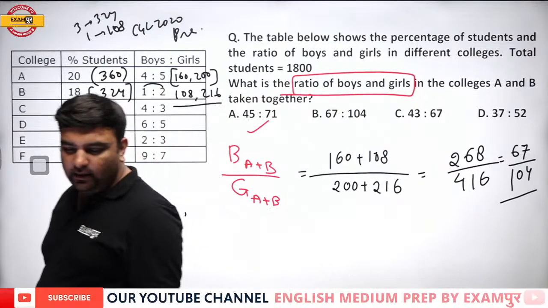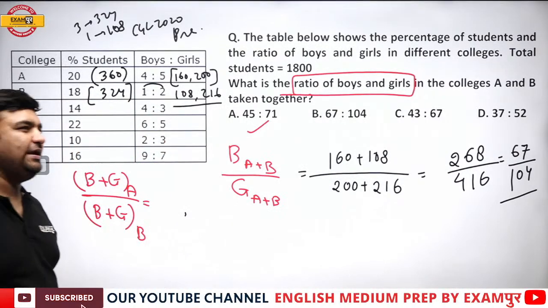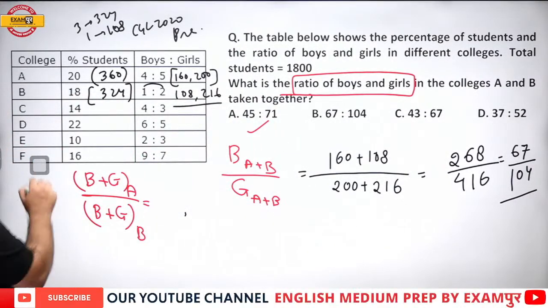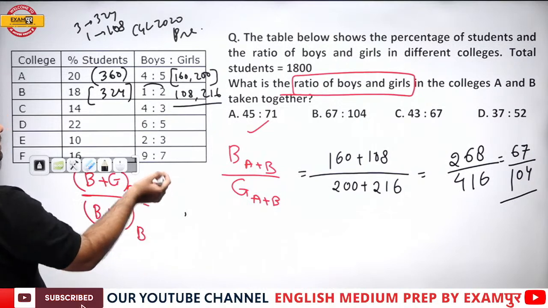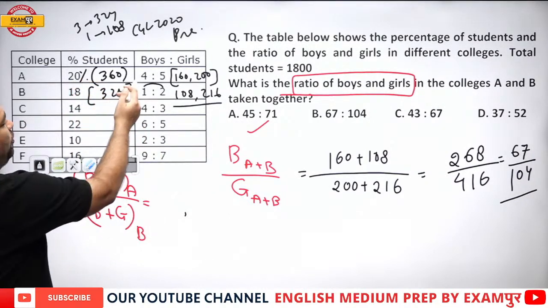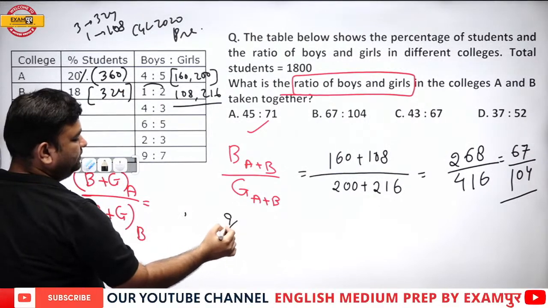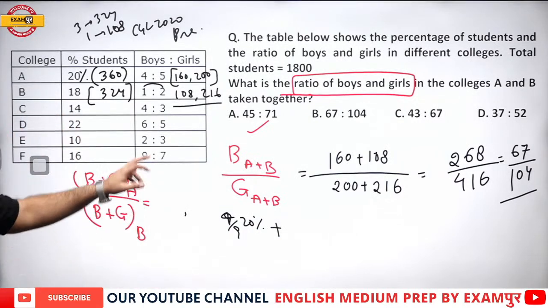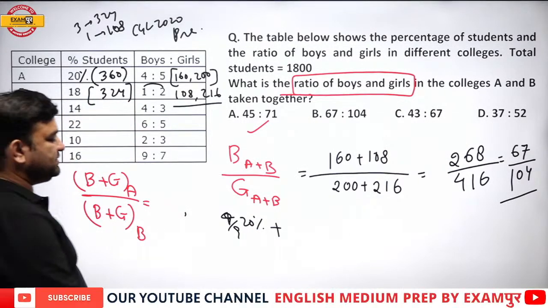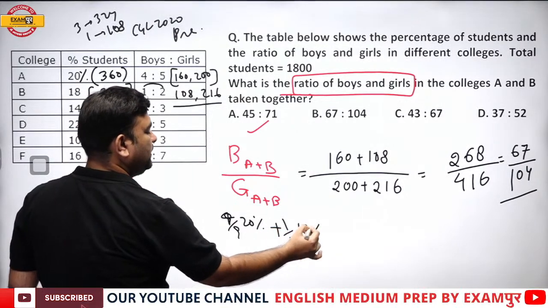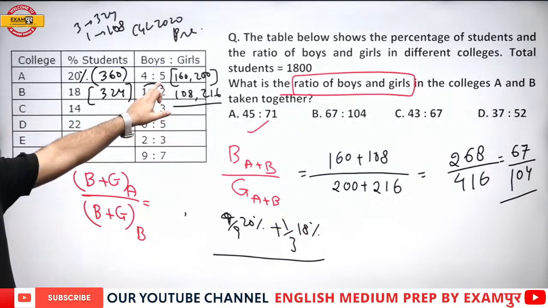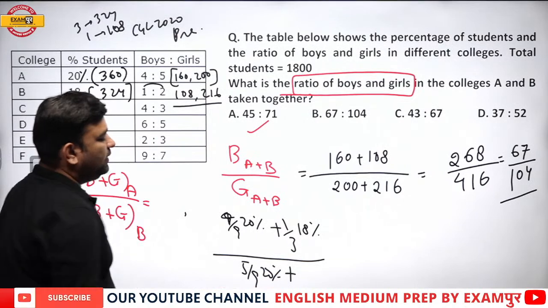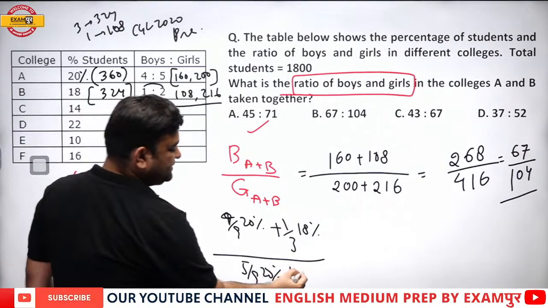Has anyone done it by the percentage as well? I like the percentage way of doing. That would be like this. 20%. So boys are 4 by 9 of 20% here. And here boys are 1 by 3 of 18%. Here girls are 5 by 9 of 20%. And here girls are 2 by 3 of 18%.